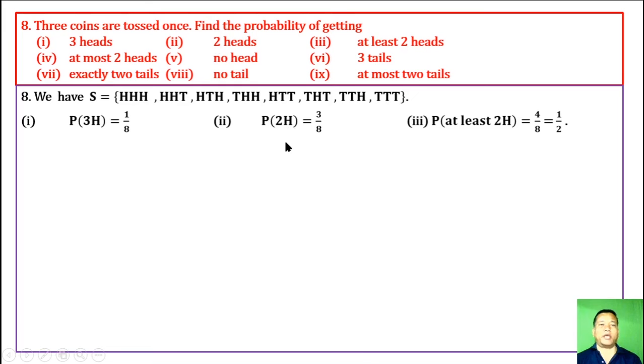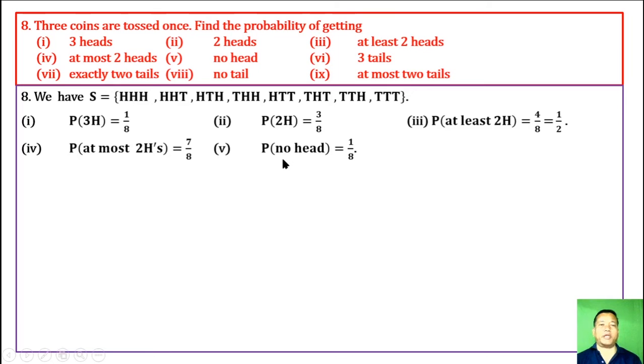P of 2 heads, exactly 2 heads, 1 2 3 cases out of 8, is 3 by 8. P of at least 2 heads, that is 2 heads or more: 2 heads plus 3 heads, 4 cases out of 8, we get 1 by 2. P of at most 2 heads, that is 2 heads or fewer: 2 heads, 1 head, or no head, 7 cases, that is 7 by 8.